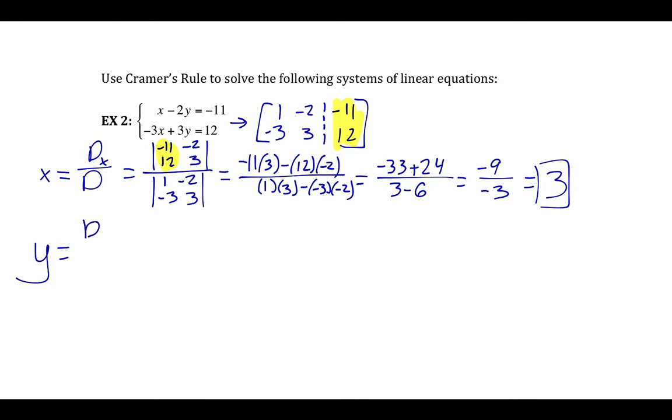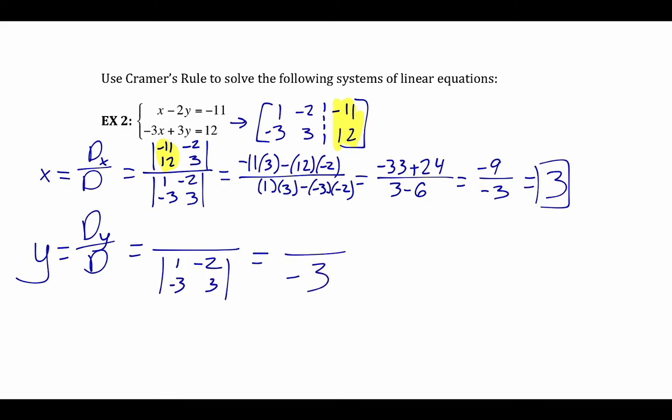All right, for the y's, my apologies, we're going to do a similar thing. We're going to do d sub y over d. Now, we already did that denominator using the coefficient determinant, so we already know what that's equal to. That denominator is already equal to negative 3. We don't need to do that again. The numerator, we're going to replace the y coefficients with our constants. So our y column gets replaced with our constants. Now the x coefficients, we're going to use the original ones of 1 and negative 3.